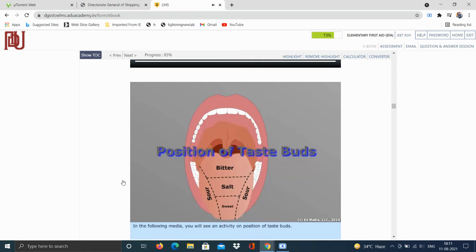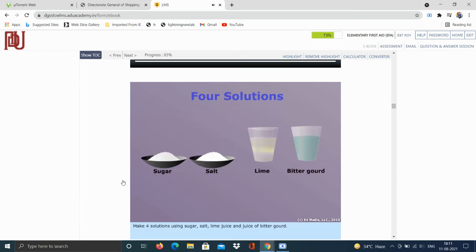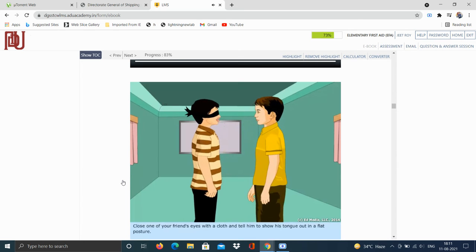In the following media, you will see an activity on position of taste buds. Make 4 solutions using sugar, salt, lime juice, and juice of bitter gourd. Close one of your friend's eyes with a cloth and tell him to show his tongue out in a flat posture.